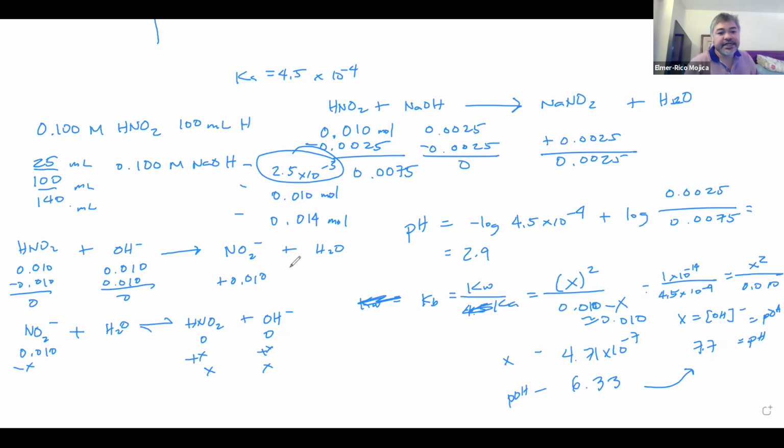If you have a titration problem where you're adding a base, then you have to make sure that the pH increases. So from initially 2.9, it now becomes 7.7.